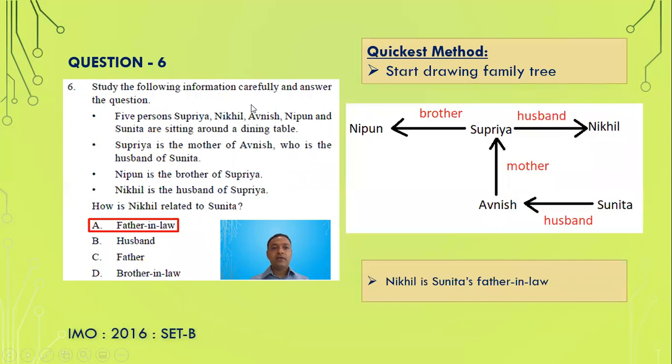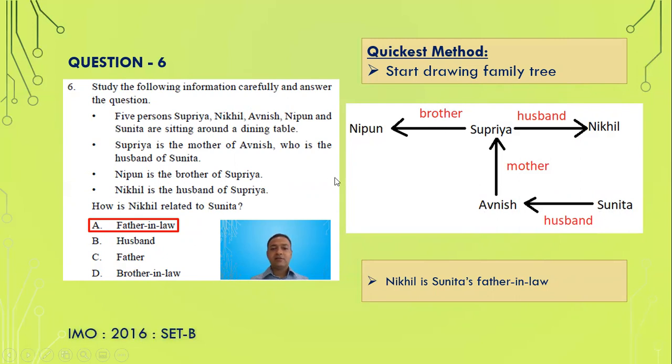Okay, study the following information carefully and answer the question. 5 persons, Supriya, Nikhil, Avnish, Nipun and Sunita are sitting at a dining table. Supriya is the mother of Avnish, isn't it? Who is the husband of Sunita? So Avnish is the husband of Sunita. Nipun is the brother of Supriya.